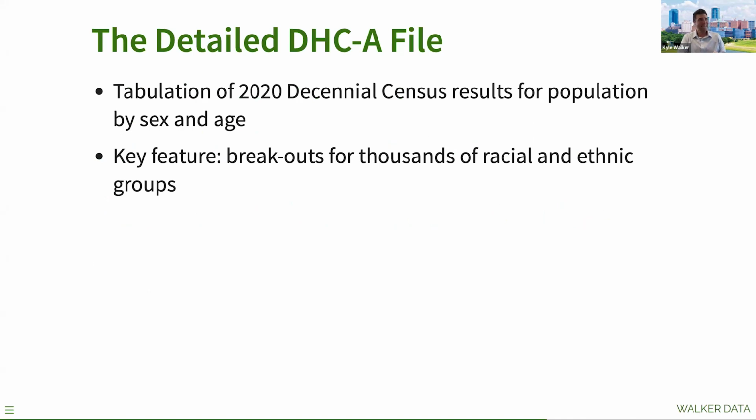So what is the detailed DHC-A file? It's tabulation of 2020 decennial census results for population by sex and age. So we get that from the DHC data, but the key feature is you get breakouts for thousands of different racial and ethnic groups. So in particular, this was long awaited for people who live and work in tribal areas, Native American areas in the United States, because you get highly granular, highly detailed Native American tribal categories in this data set. So in many cases, this is the population data you need, because that kind of breakout is not available in the ACS.